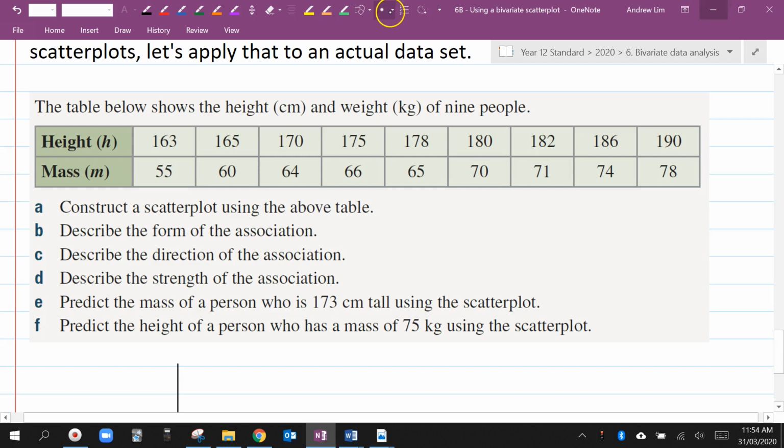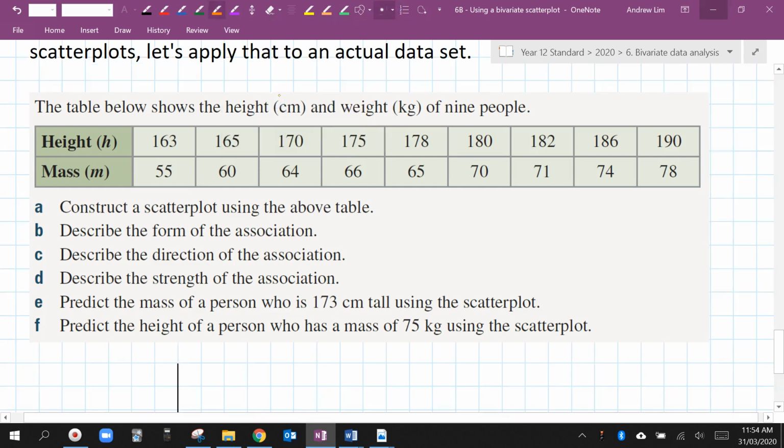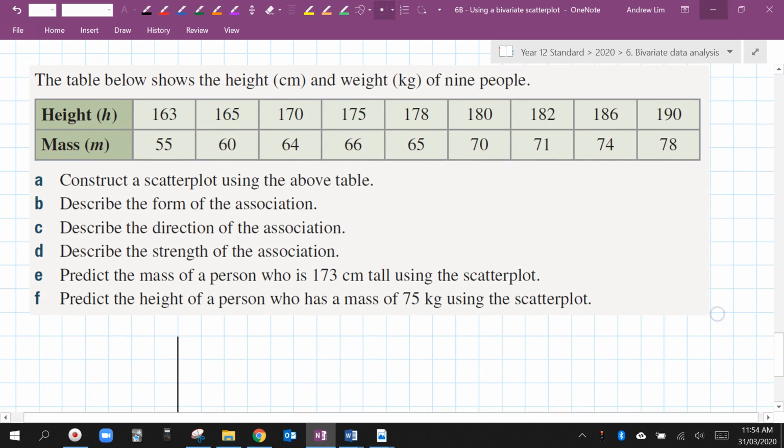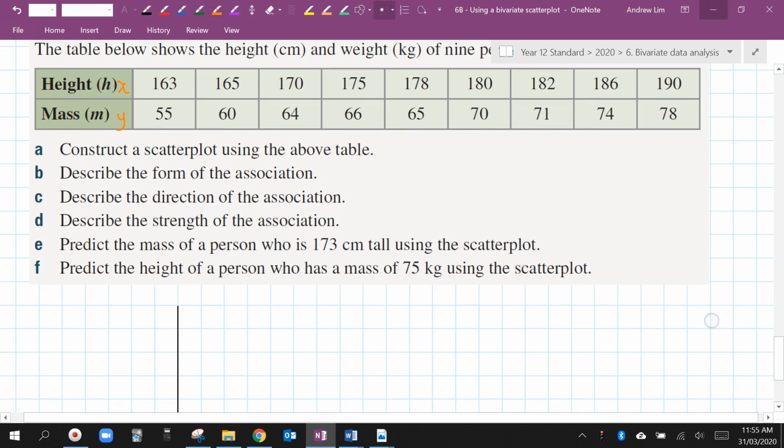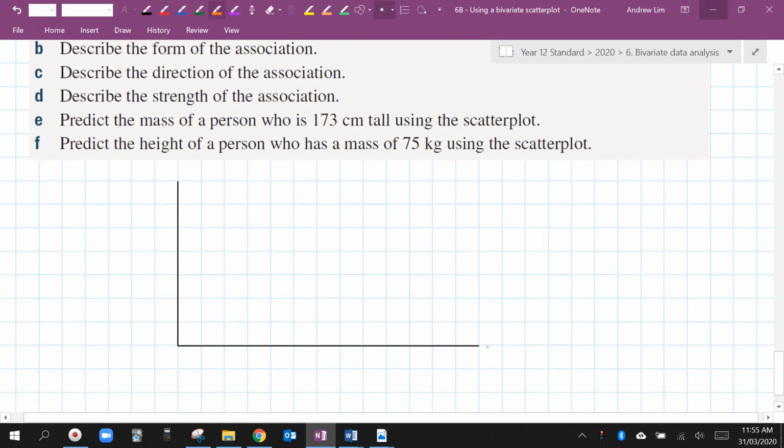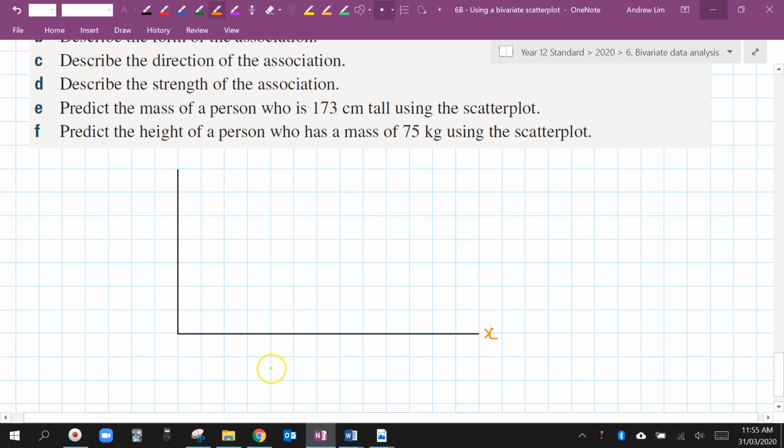So let's just go back to this. We've got height, where we normally draw our table values. X goes at the top, Y goes at the bottom. Therefore, height is at the bottom. Okay, height is on the x-axis. Height, that's in centimeters. Weight, and that's in kilograms, and that's the y-axis.